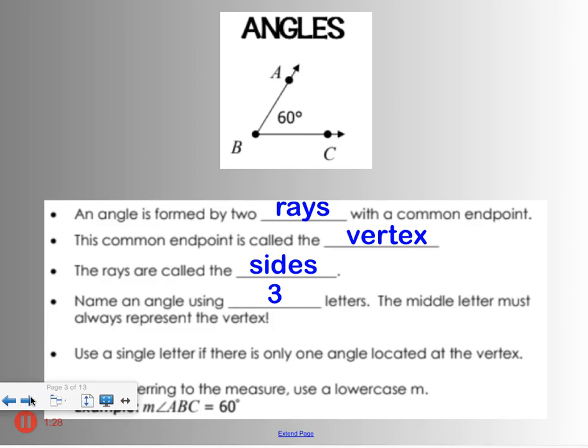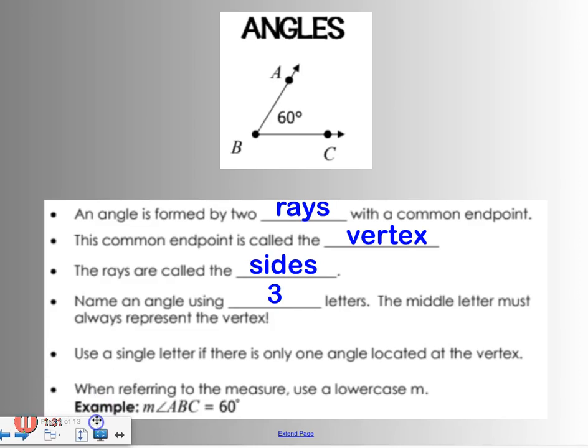Okay, now we have our angles, which is formed by two rays that share a common endpoint. So it's like I put two of them together. That common endpoint is called the vertex. And then the rays are called sides.